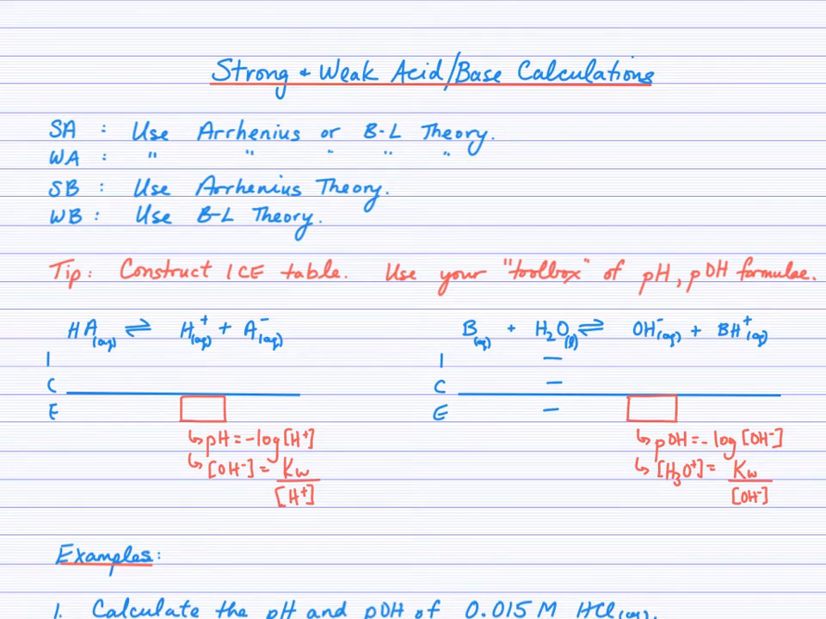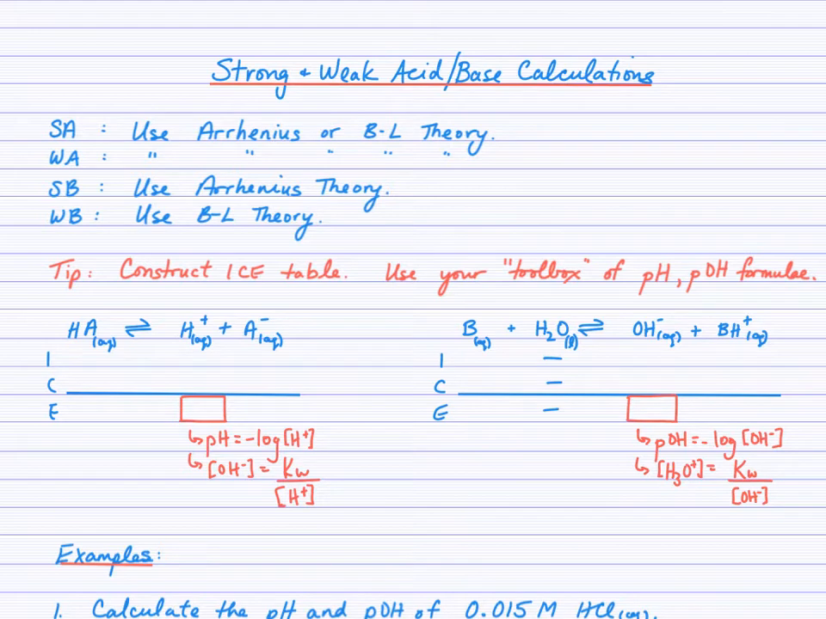Okay, acid-base calculations. We're going to use ice tables and our familiar methods of solving for X, as well as our knowledge of Arrhenius and Bronsted-Lowry theory, to solve problems involving pH, pOH, etc. for strong and weak acids and bases.